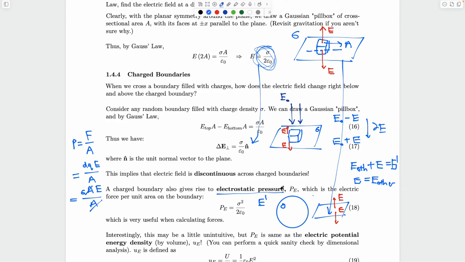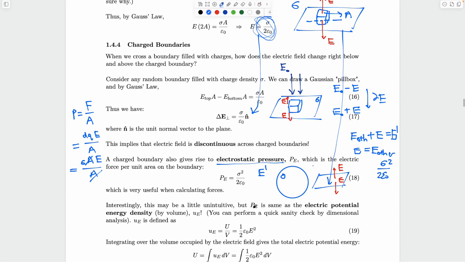Because the question is, what is the pressure that this thing feels due to the rest of the charges? So we've proven that E equals E other. So E other is sigma over 2 epsilon naught. And therefore, you can just multiply by sigma to get the pressure, by this logic. Okay, does this make sense?